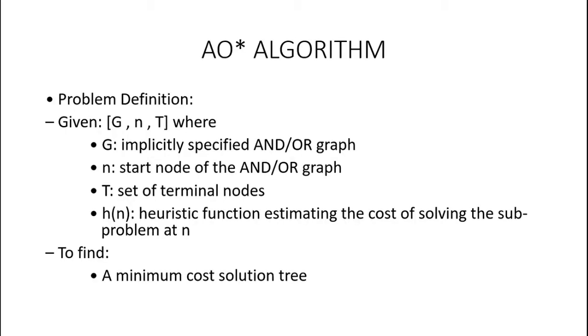Now, for the problem we are given G, which is the implicitly specified AND-OR graph, N, the starting node of the graph, T, the set of terminal nodes, and h(n), the heuristic function which calculates the cost of solving the subproblem at the node N. Our objective is to find a minimum cost solution tree.